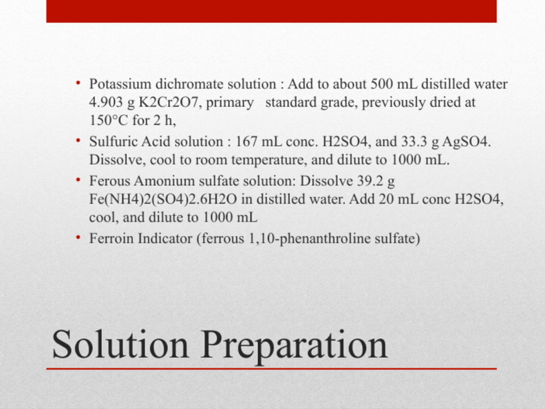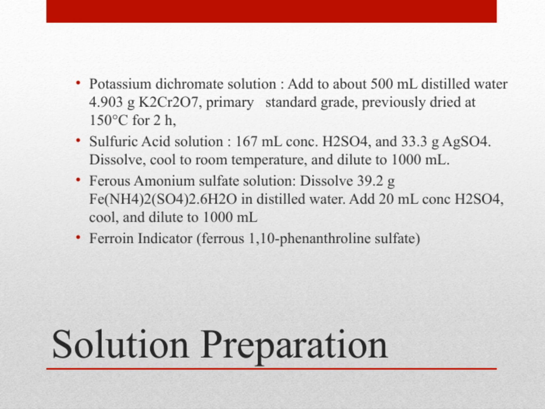This step ensures we have a consistent, concentrated acid solution for our reactions. Moving on, we prepare the ferrous ammonium sulfate solution. We dissolve 39.2 grams of ferrous ammonium sulfate, specifically Fe(NH4)2(SO4)2·6H2O, in distilled water. To this, we add 20 ml of concentrated sulfuric acid, then cool the solution before diluting it to 1,000 ml. This solution will serve as our standard reducing agent.